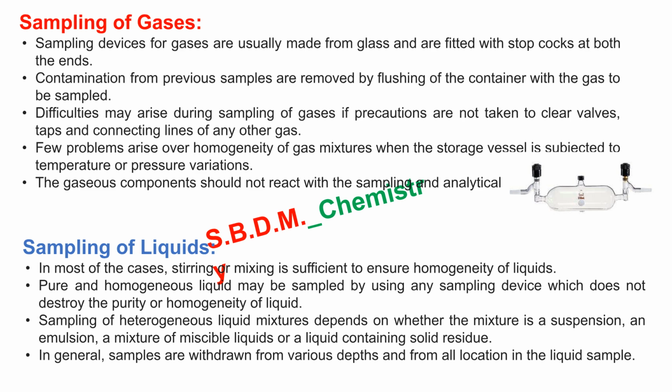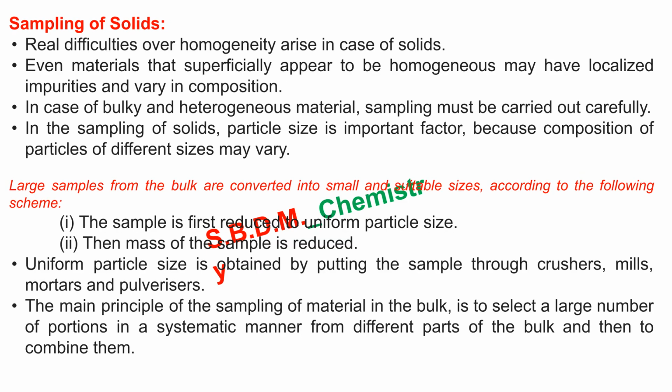For liquids, stirring is usually sufficient for pure samples. Heterogeneous liquids require samples from various depths and locations. Sampling of solids is challenging due to potential non-homogeneity and localized impurities. Particle size is a crucial factor. Large samples are reduced to a uniform particle size using crushers and mills, and then the sample mass is reduced. The principle is to systematically select and combine numerous portions.